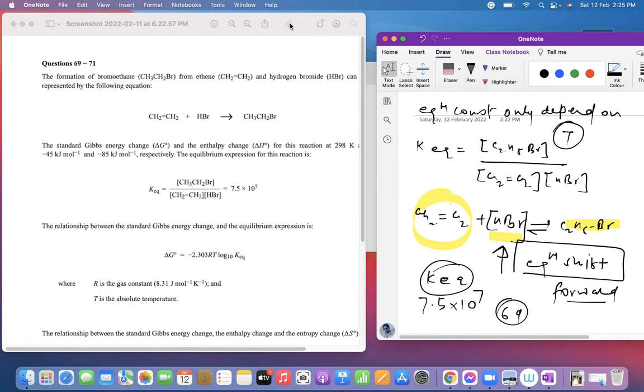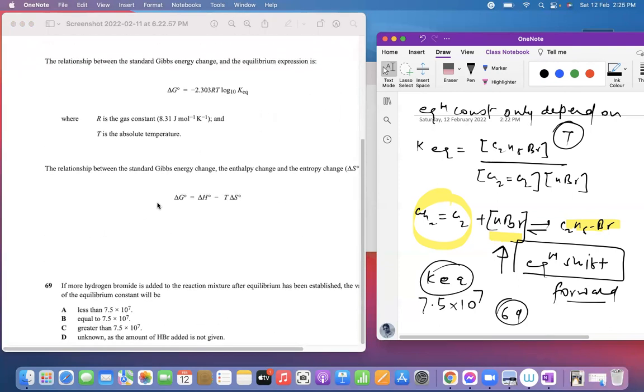Make sense? So the answer should be equal to 7.5 into 10 to the power 7, which means B will be the right choice. Any doubt? Please tell me any doubt about this question. Okay, now we can move to the next.